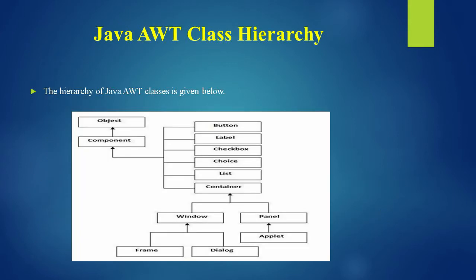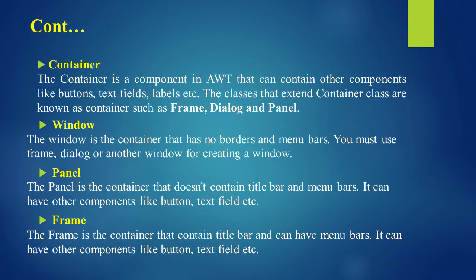In this diagram, the hierarchy of the Java AWT class is given. Explanation of the classes. First class is container. The container is a component in AWT that can contain other components like buttons, text fields, labels, etc. The classes that extend the container class are known as containers, such as frame, dialog, and panel.